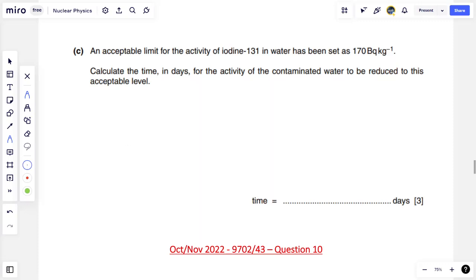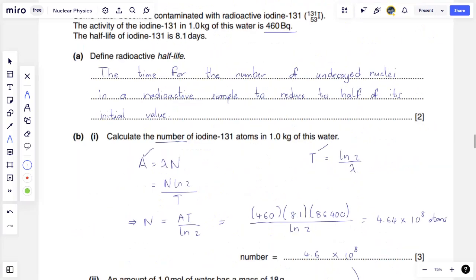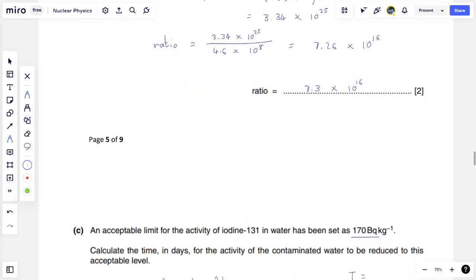I know the final activity, I know the initial activity. Is there an equation that links the two? Definitely. A is A naught e to the minus lambda t, the radioactive decay equation, the most famous equation, the most important for this topic. What else do I know? I don't know lambda, but I do know the half-life T. It's been given. The half-life of iodine 131 is 8.1 days.